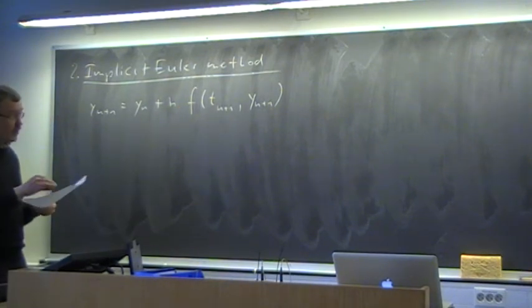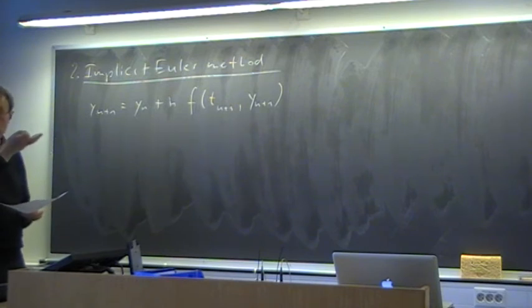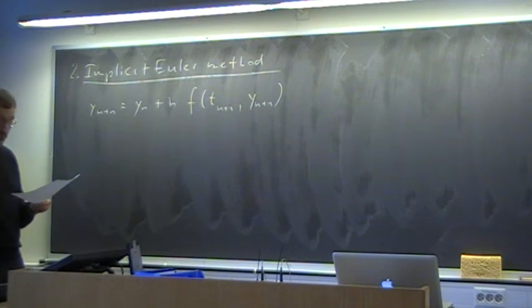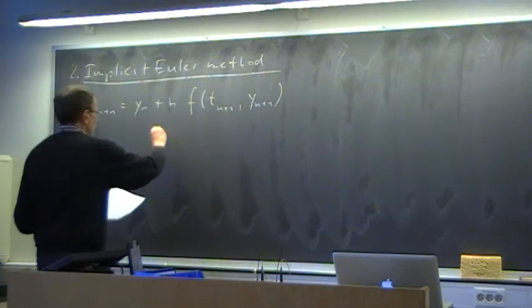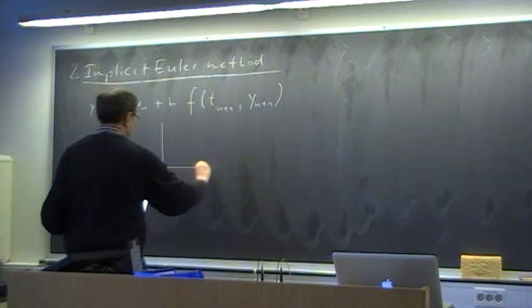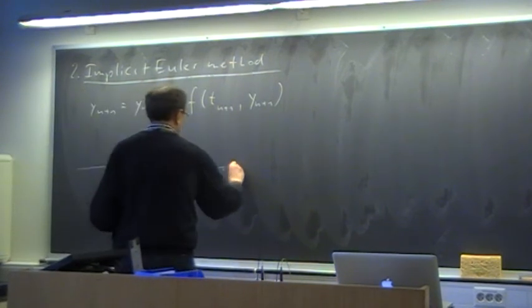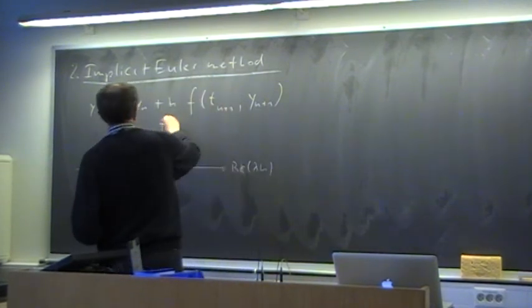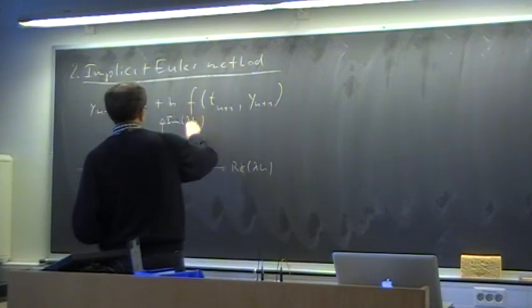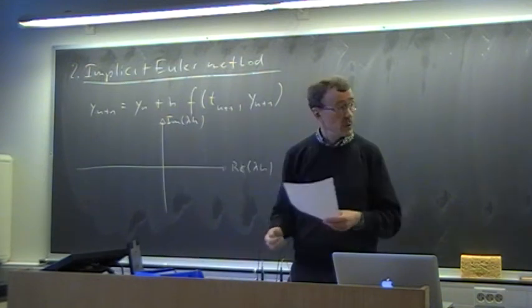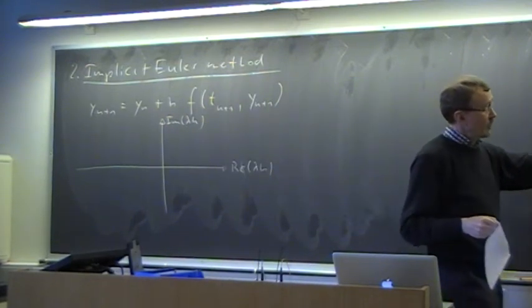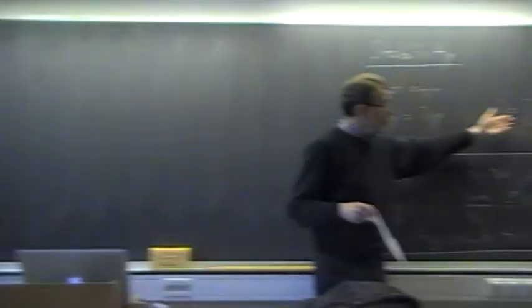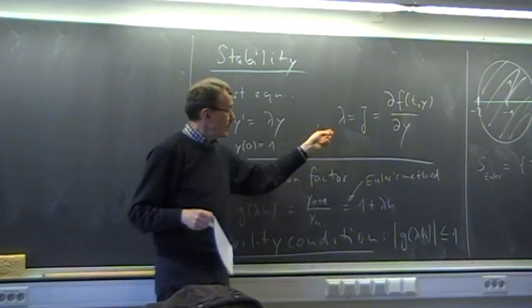It turns out it has the same global truncation error as the explicit Euler method. It is first order in h. And the stability domain is now much, much larger. The real part of lambda h, the imaginary part of lambda h. The lambda is the same as we discussed here. It's coming from the Jacobian of the right-hand side of the ODE.